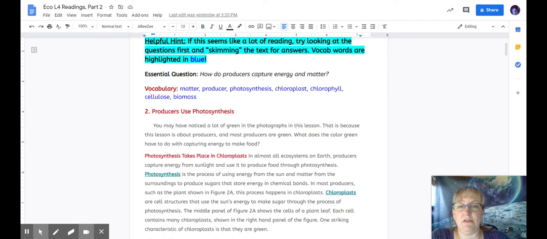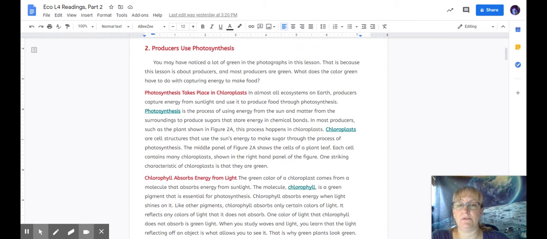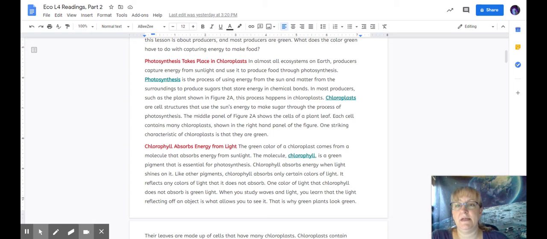You may have noticed a lot of green in the photographs in this lesson. That is because this lesson is about producers, and most producers are green. What does the green color have to do with capturing energy to make food? Scrolling down a little bit, and we're going to be here. Photosynthesis takes place in chloroplasts.